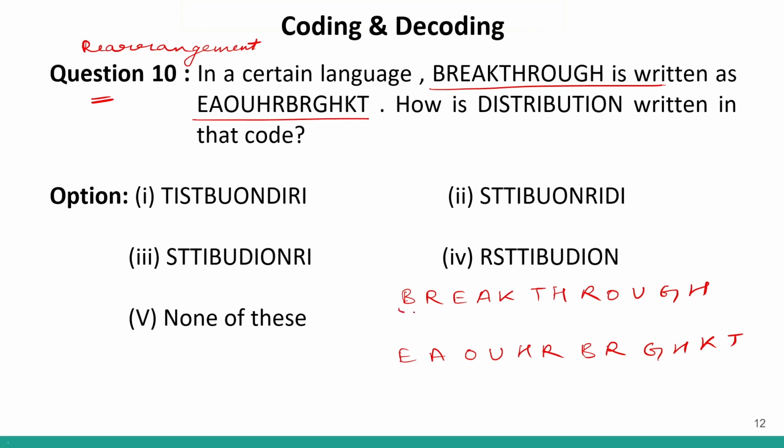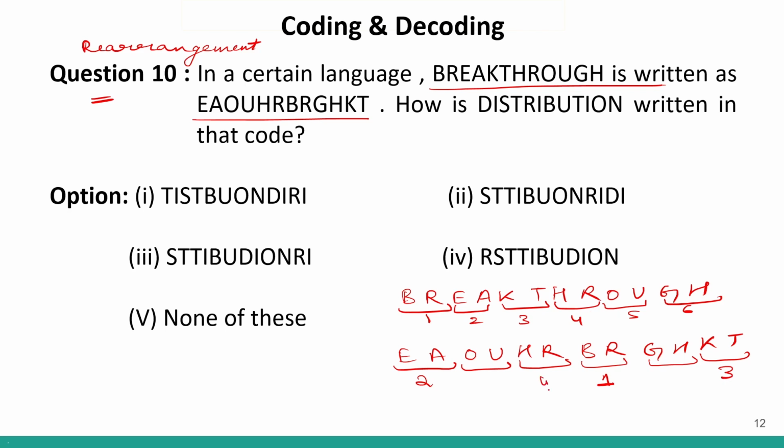We have to find out how it is written. So if I look over here, let's say this is pair 1, 2, 3, 4, 5, 6. 6 pairs are given. Here also I can divide them into pairs like this. So BR is over here, EA is over here, KT is over here, HR is over here, OU is over here, and GH is here. So if I divide them into pairs, 1, 2, 3, 4, 5, 6 is written as 2, 5, 4, 1, 6, 3.